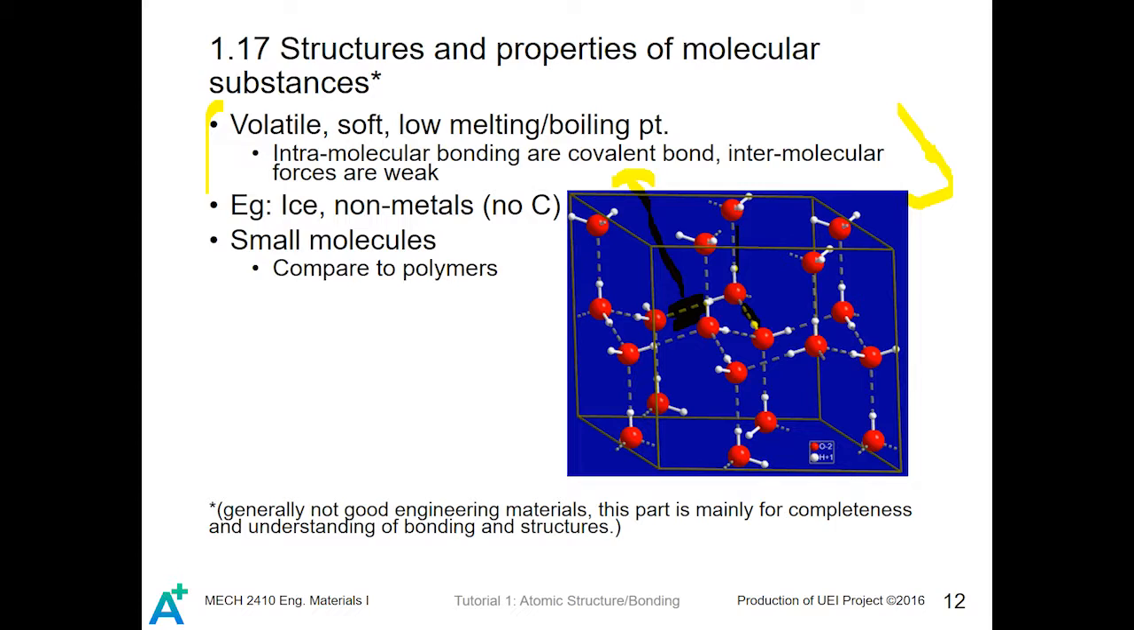And I would like to add this part mainly for the completeness and the understanding of basic bondings and structures and the relations between each other.